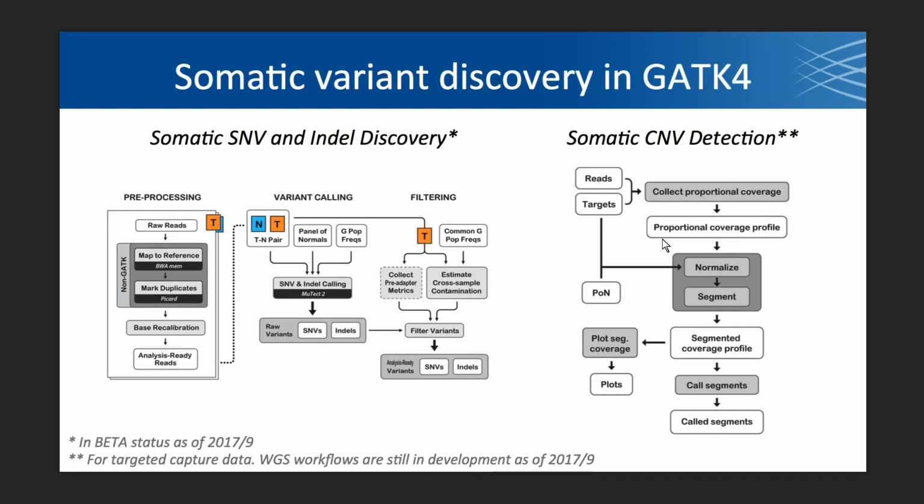So we're going to go through two workflows: short variants with somatic SNV and indel, MUTEC2, and that's on the left, and somatic copy number alteration detection on the right. I just want to note that the MUTEC2 workflow here on the left is still in beta status. We're still changing things and working out some optimizations. And the CNV workflow is ready for your use for targeted capture data. For whole genome seq data, we're still developing the workflow and the parameters.